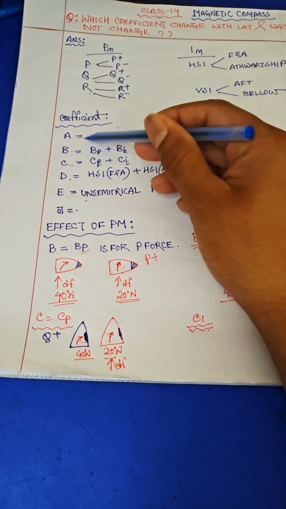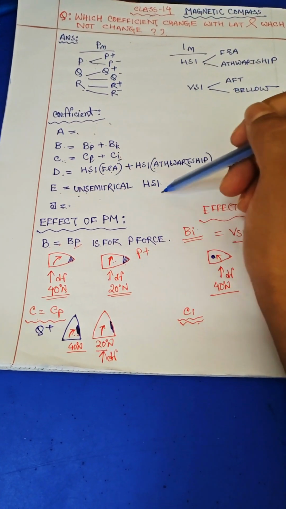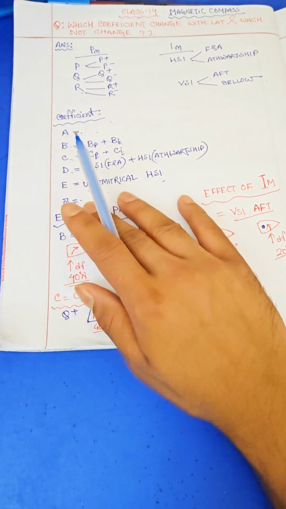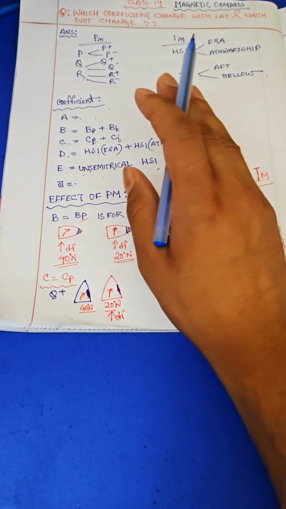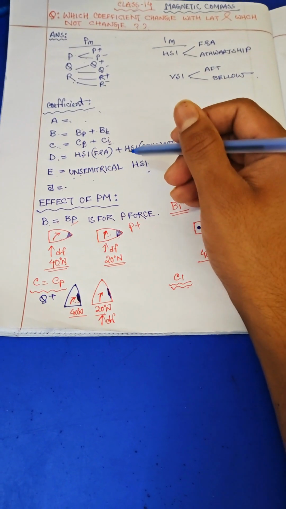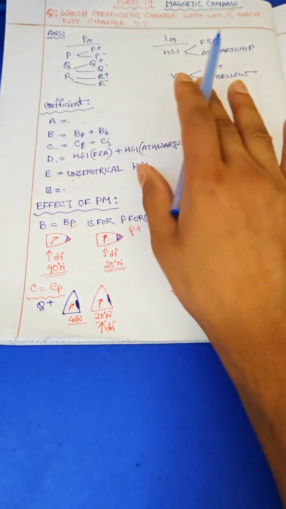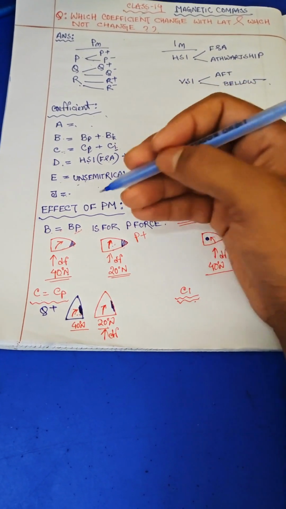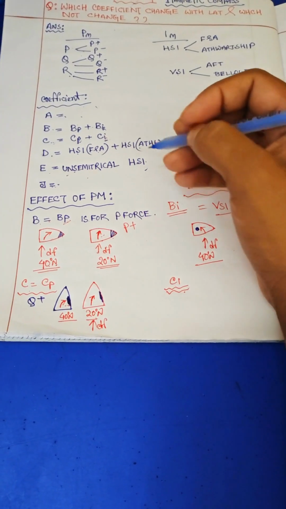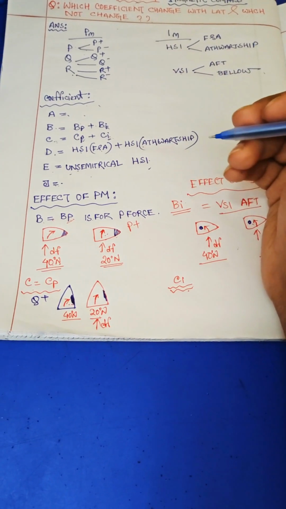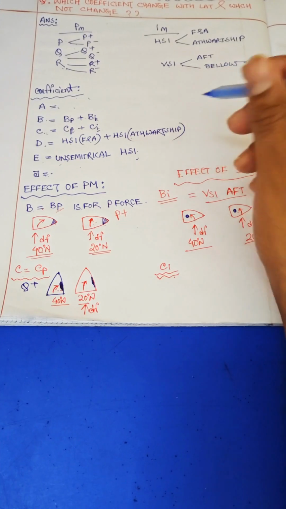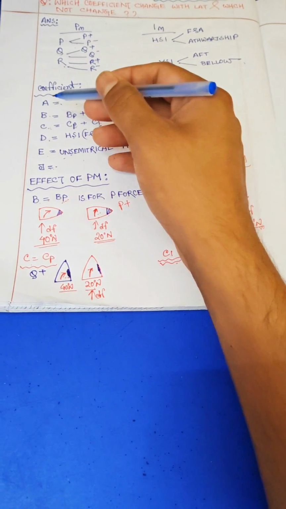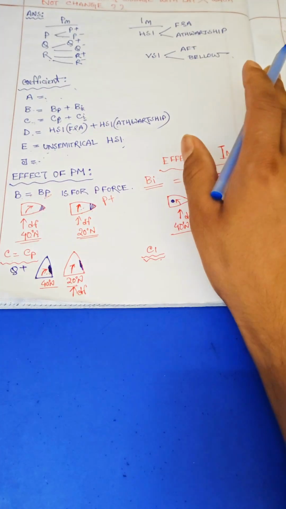And guys, here the A and E coefficients are all for the unsymmetrical HSI. Since there is no unsymmetrical HSI around the compass, and your compass is on the center line, there are no A and E. But if there is any unsymmetrical HSI around your compass, then this also creates some deviation, guys. And in the same way, since HSI fore and aft and HSI athwartship is not changing with latitude, A and E are also not changing with latitude, guys.